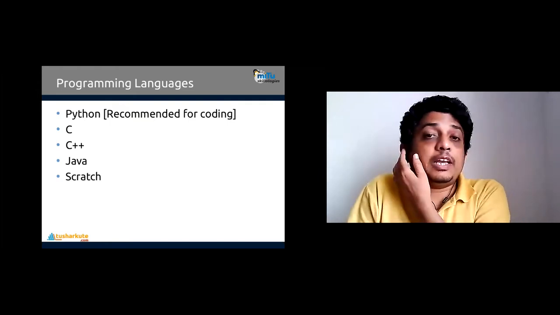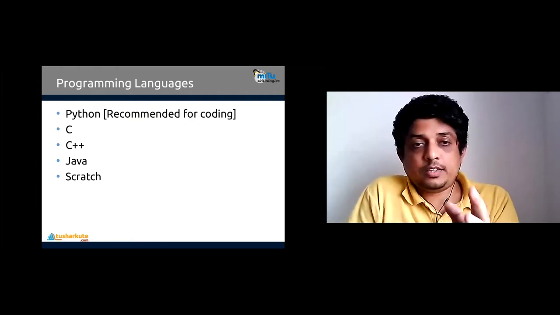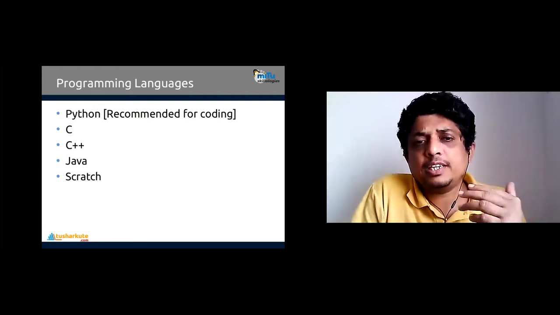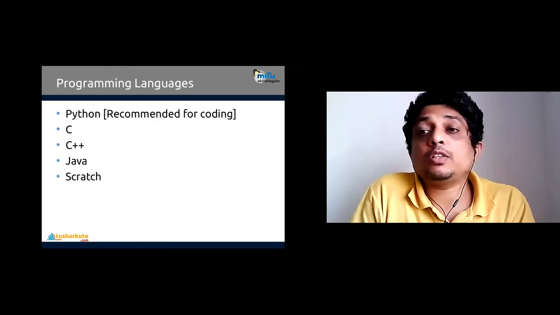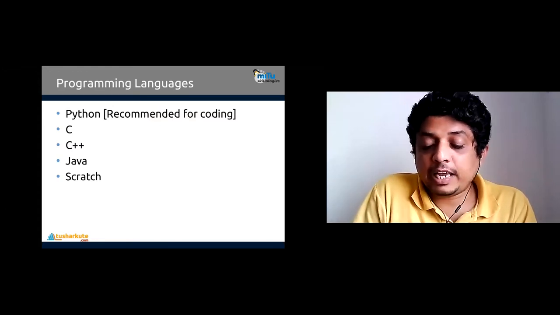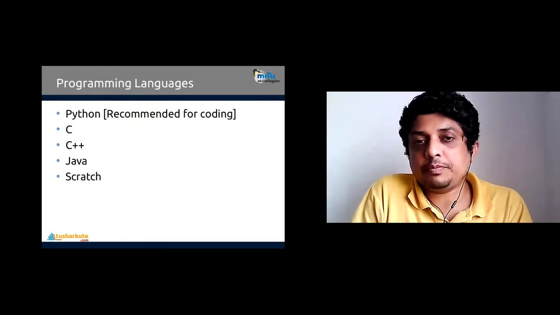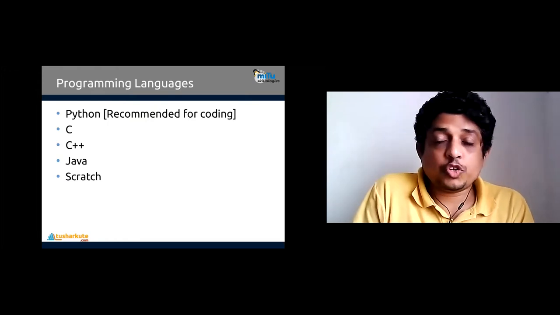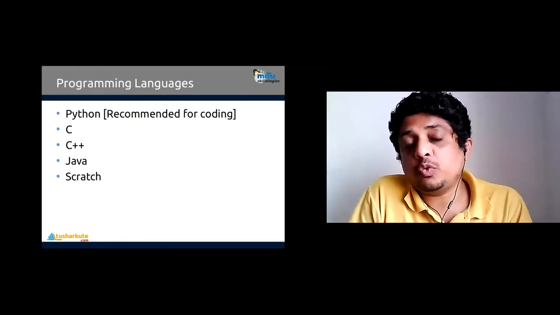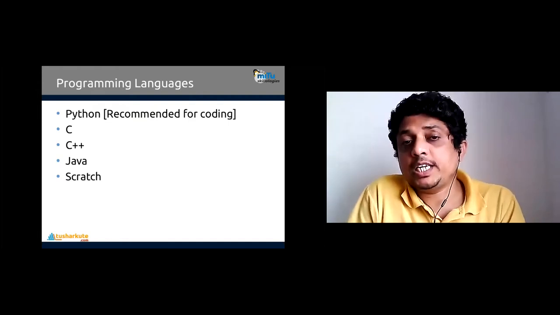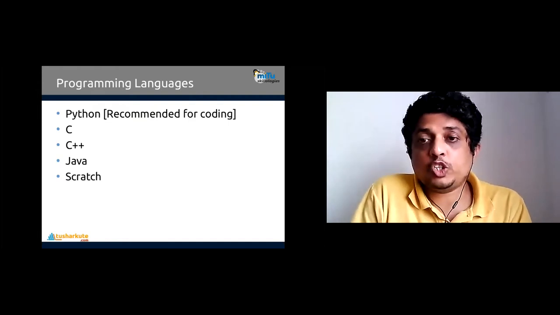The programming languages which are used in Raspbian are these. By default, their compilers and interpreters are available. Python is the main language recommended for coding the Raspberry Pi. C is also present. C can also be used for coding, but C coding is somewhat complicated. C++ is also there. Java is also present.